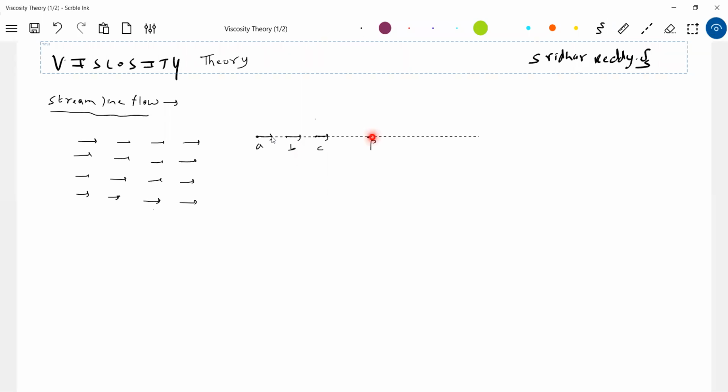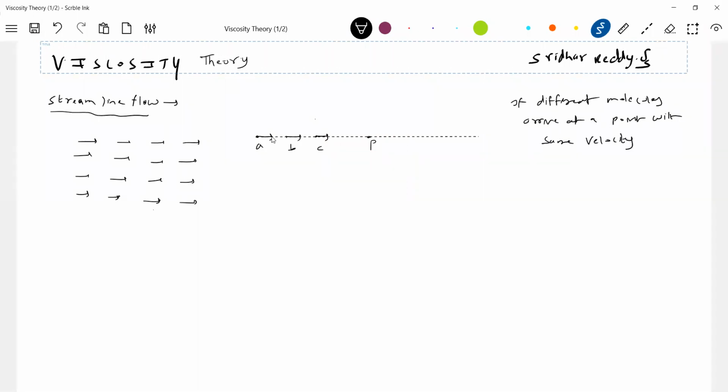Now, when A passes here, if the velocity is like this, it's a streamline. B also passes, if the velocity is toward it. C also passes with velocity in the same direction, and it must have the same speed here. So what is the condition we can put? If different molecules arrive at a point with the same velocity. So that's one basic idea of a streamlined flow.